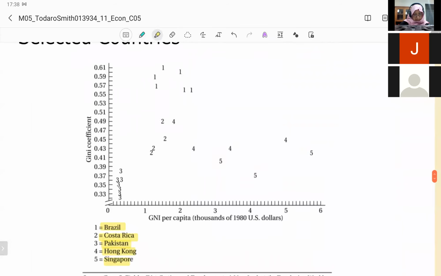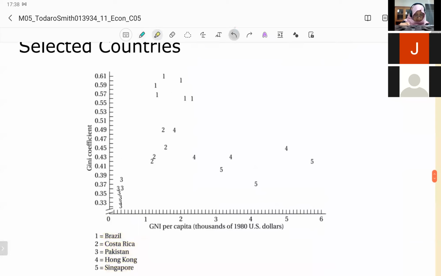Let's take a look at Brazil only, for example. Brazil only, number one. Brazil used to be here. Oh, the Gini coefficient is quite high, but then as they get richer, their Gini coefficient actually go down. But I think it's still quite high in here.